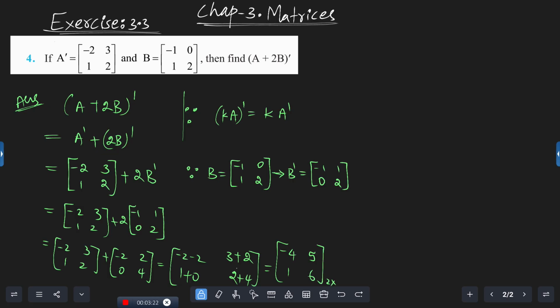Okay, this is my 2 by 2 answer, and what they asked to find, that is our required. Finally, if you want to write, you can write: therefore, (A plus 2 times B) whole dash is equal to, that is our answer. Since and all, you just draw the line and you write. Don't want to open and close. Just draw the line, enough.